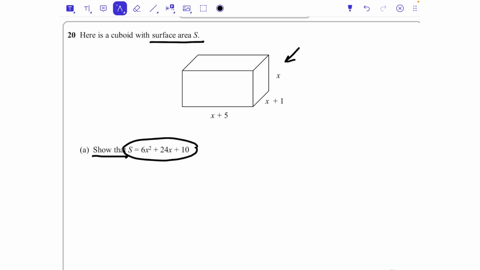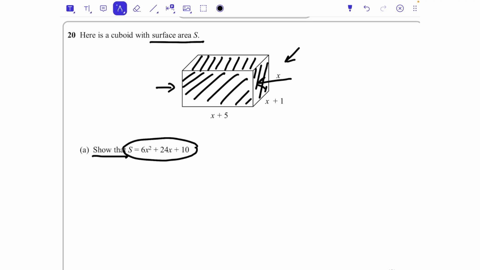The surface area would be the area of all of these faces added together. Now I've got 2 faces the same for the front and the back. I've got 2 faces the same for the top and the bottom, and I've got 2 faces the same for this side and this side. So what I'm going to do is add together the 3 different faces and then just double it at the end because each of them has 2 of their faces.